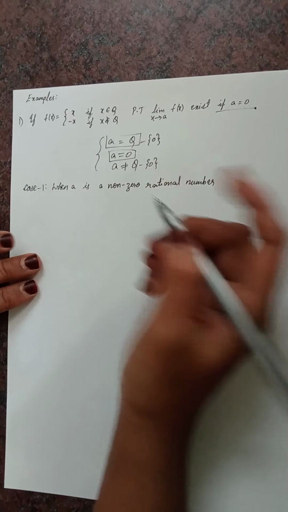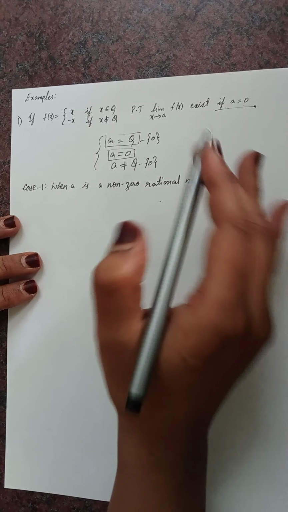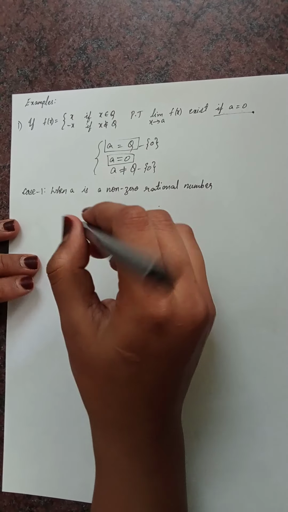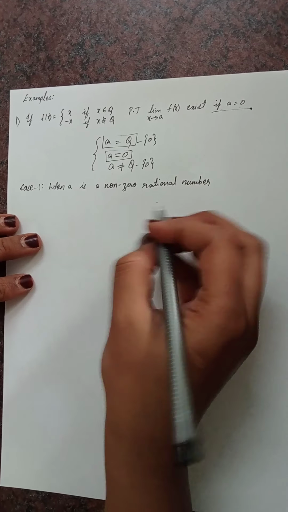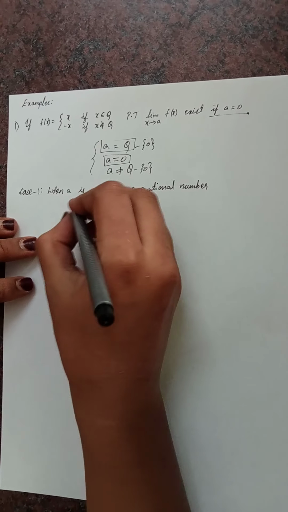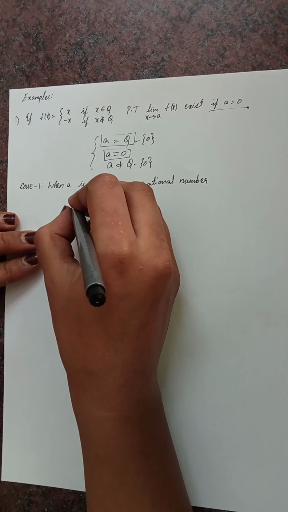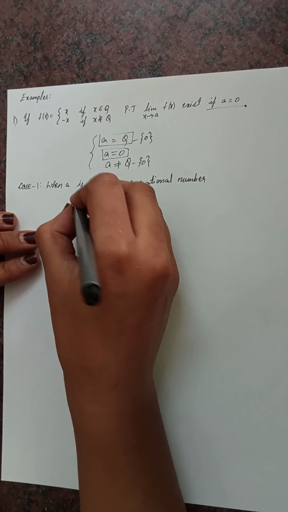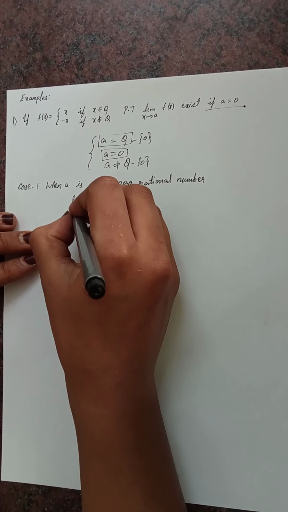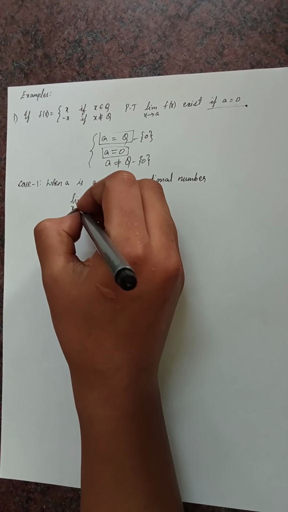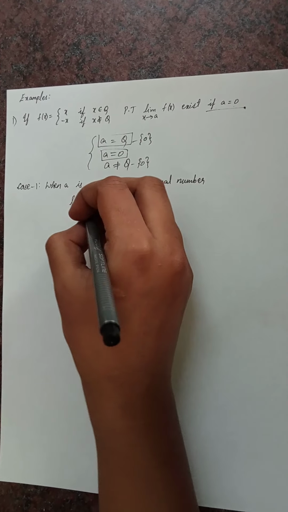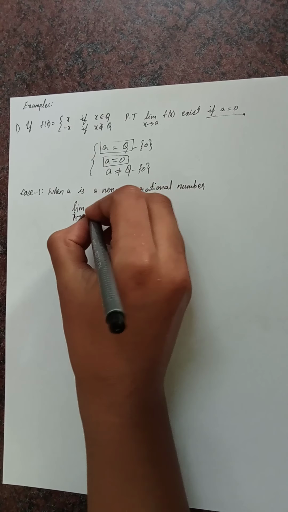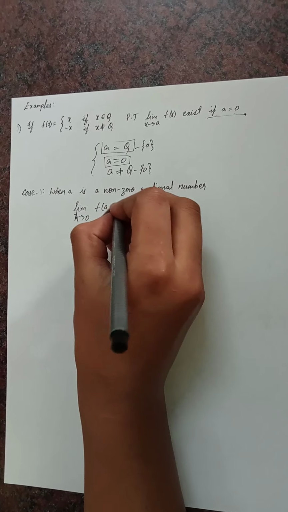So now when a is a non-zero rational number, I'll define the function as the RHL limit, or I'll just define a limit h tends to 0 f of a minus h.